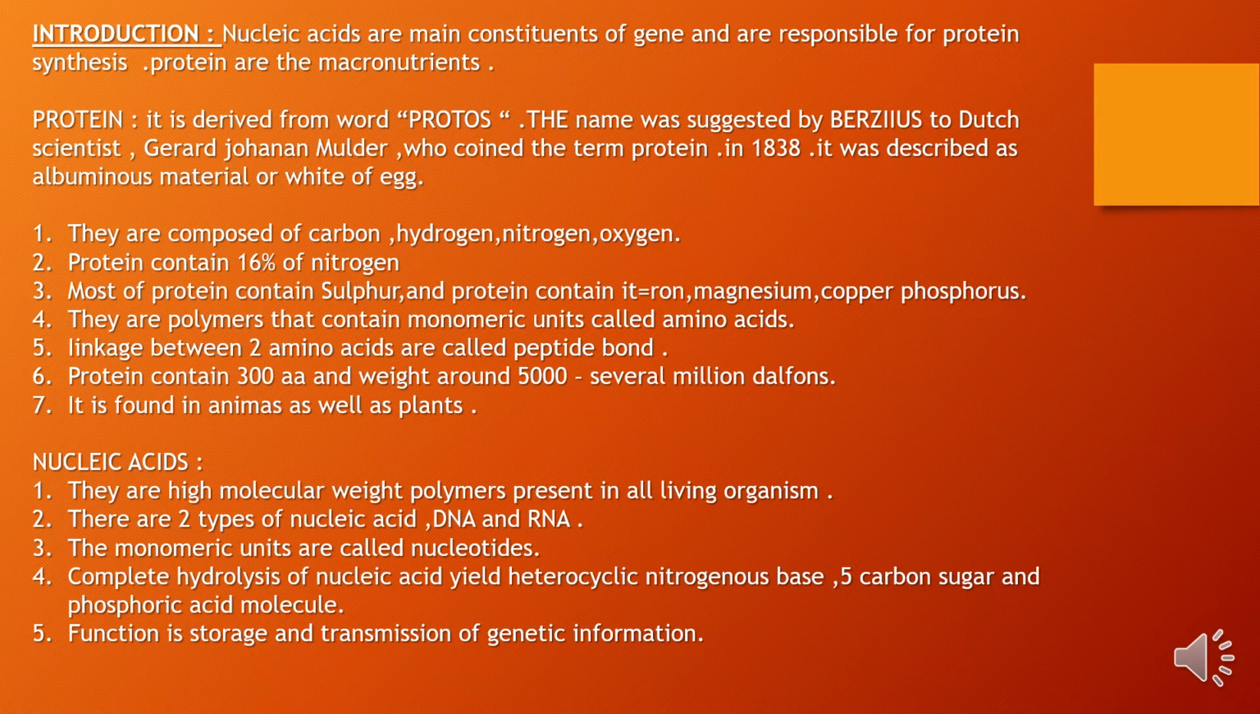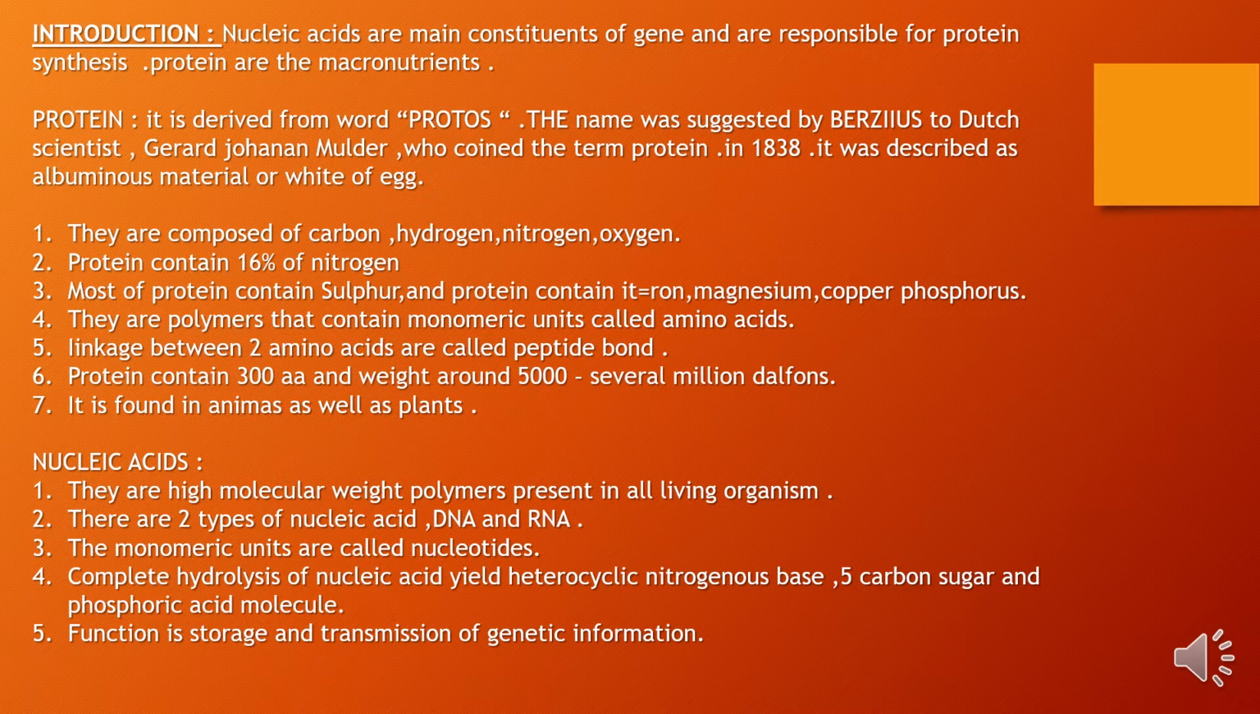Nucleic acids. What are nucleic acids? Nucleic acids are the high molecular weight polymers present in all living organisms. There are two types of nucleic acid we all know, DNA and RNA. DNA means deoxyribonucleic acid and RNA is ribonucleic acid. The monomeric units are called nucleotides.